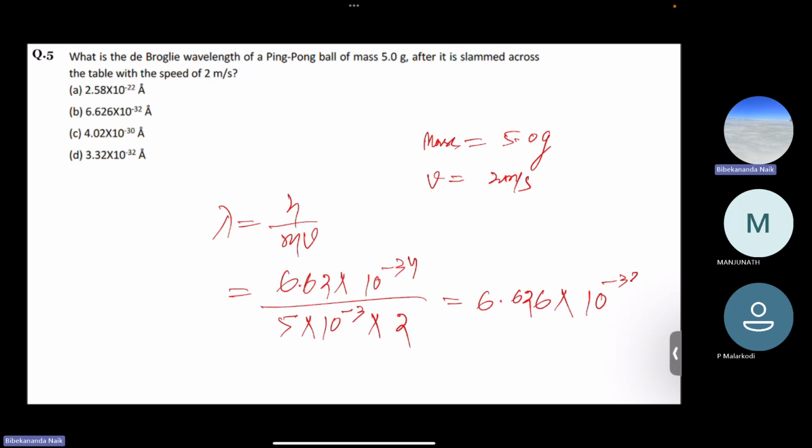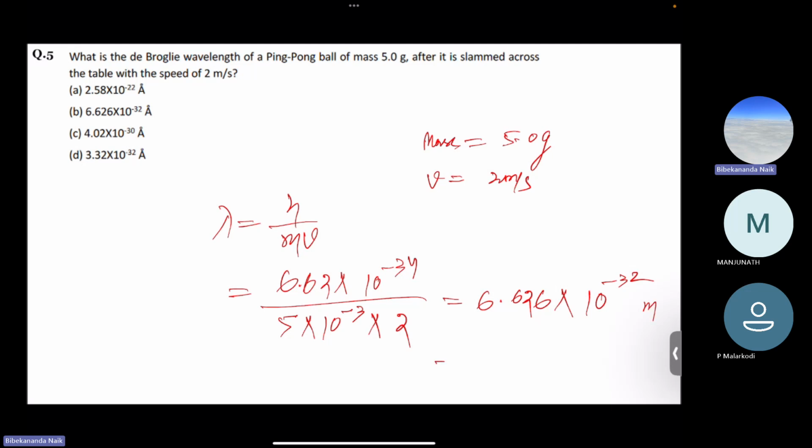So, can anyone tell me what will be the correct answer? So it is 6.626 into 10 to the power minus 32. What will be the unit? The unit will be meter because we have taken everything in SI units.